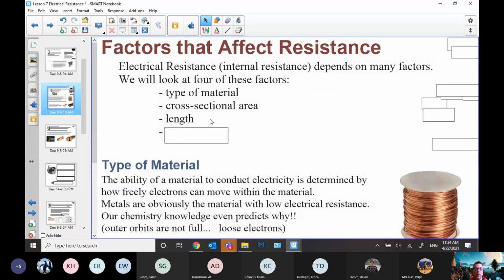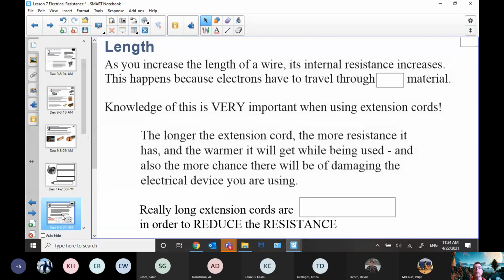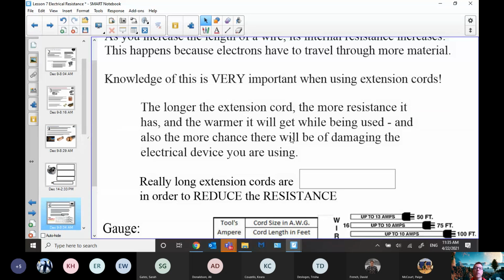Very knowable things, let's say. You might just have a dash beside here saying the longer a wire is, the more resistance it's going to have. Think of it as more atoms for electrons to dance their way through and force their way through, more material to force their way through. So knowledge of that is really important when you're choosing extension cords for a job, right?